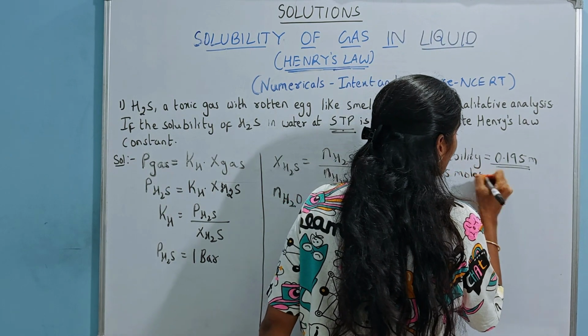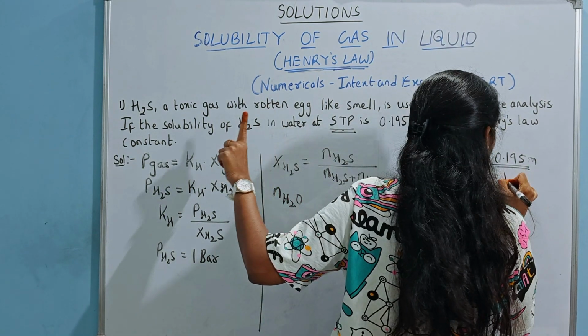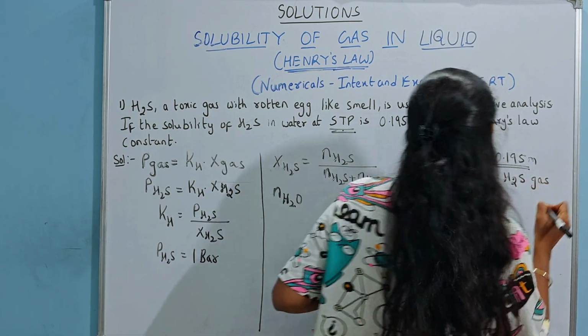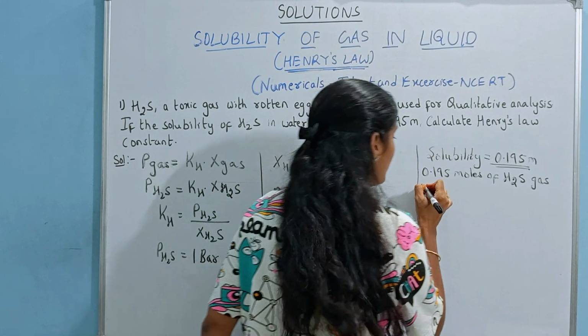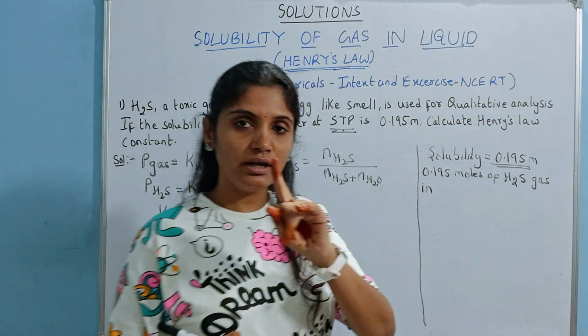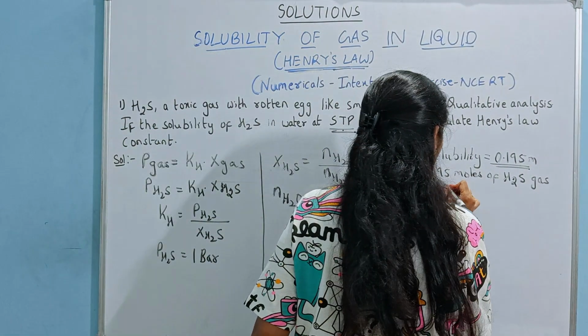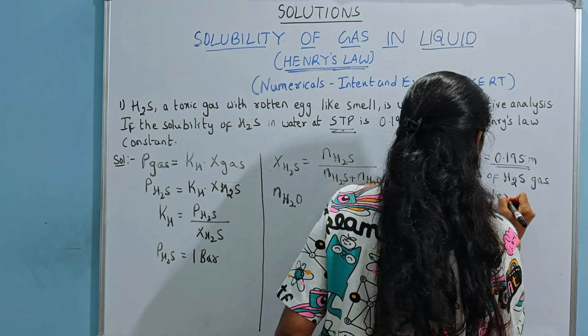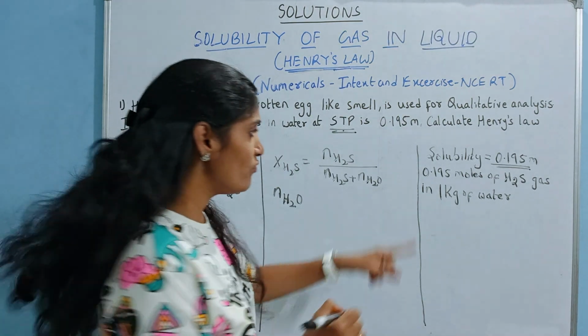0.195 moles of... okay, what is given in the solubility? H2S gas is given. 0.195 moles of H2S gas in 1 kg of water. In what? In 1 kg of water. This information I have from here. So what can I write from here?